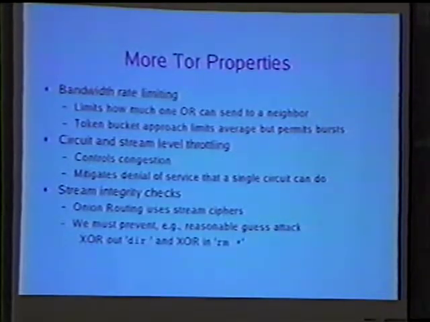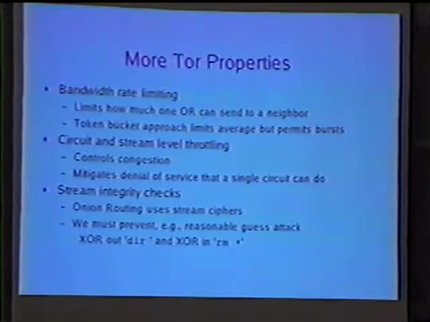Okay, so we've got rate limiting for bandwidth, so people running servers don't have to donate all of their bandwidth to it. And we've also used a token bucket approach so that you can allow spikes in the bandwidth and still maintain an average that you would like to have. We've got flow control.